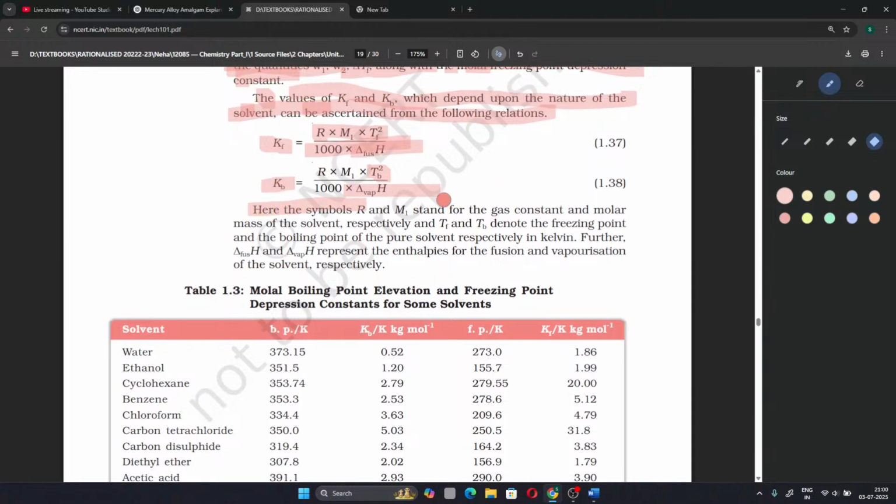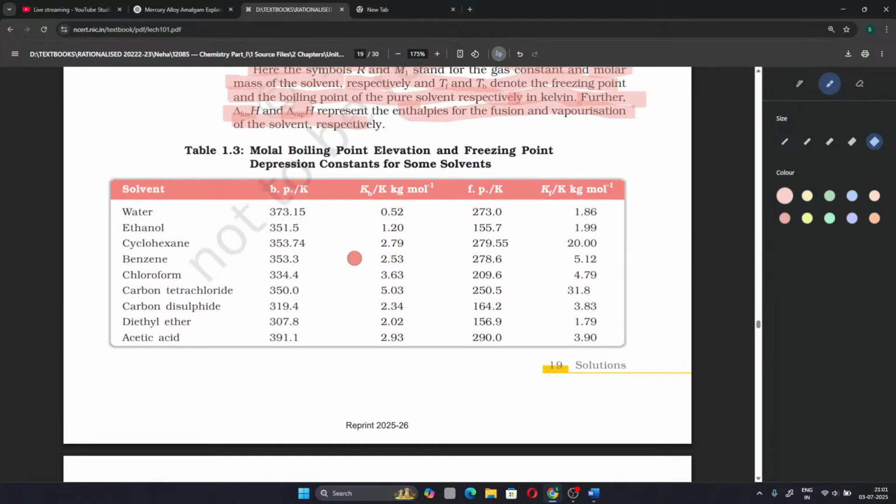Here the symbols R and M1 stand for the gas constant and molar mass of the solvent respectively, and Tf and Tb denote the freezing point and boiling point of the pure solvent respectively in Kelvin. Okay, this Tf and Tb are not the new values after dissolution of the solute, but the pure freezing and boiling points of the solvent. Delta fusion H and delta vaporization H represent the enthalpies of fusion and vaporization of the solvent respectively.